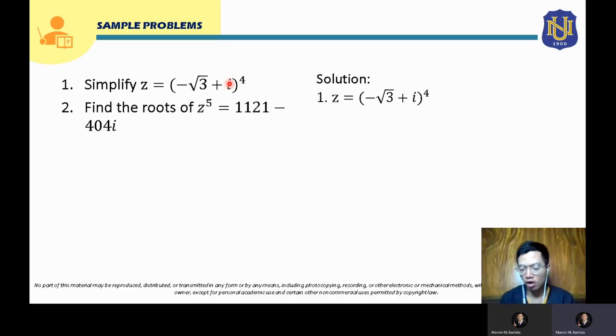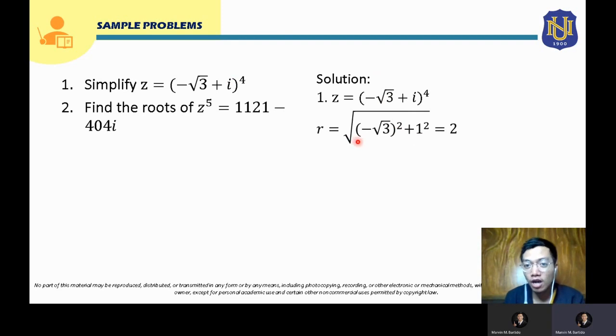For the complex number negative square root of 3 plus i, its r will just be the square root of negative square root of 3 squared plus 1 squared, right? So that will be the value for your r, and that value will be equal to positive 2. So that will be your r.